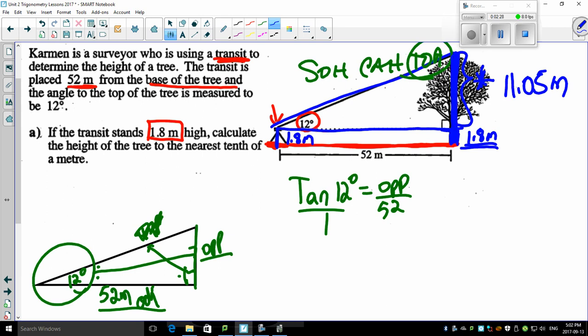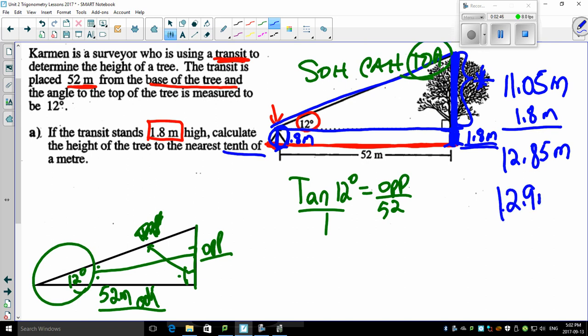But don't forget, that's only this height here. That's this height. Does not include the height of the transit that's off the ground here. Okay? It's off the ground by 1.8 meters. So add that together, you have 12.85 meters, and it says to the nearest tenth, so we've got 12.9 meters. That's the actual height of the tree.